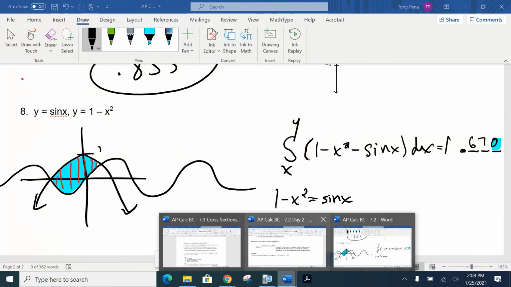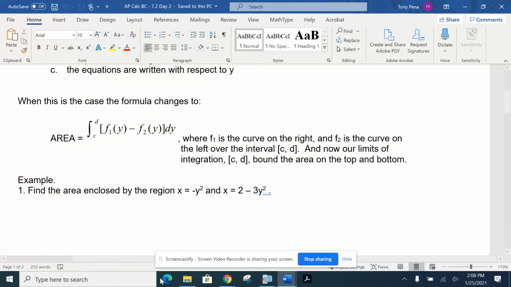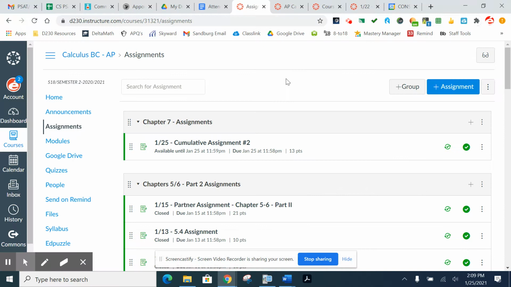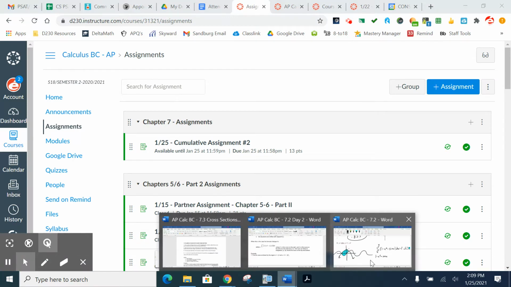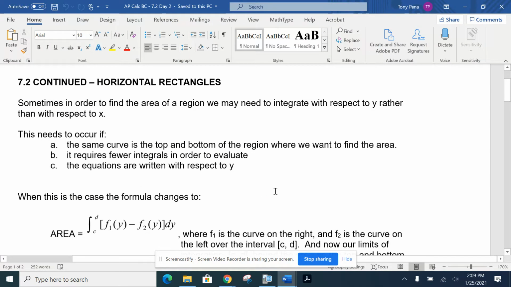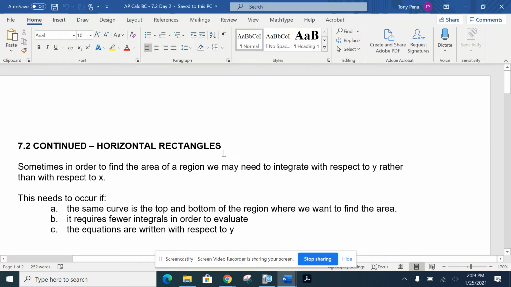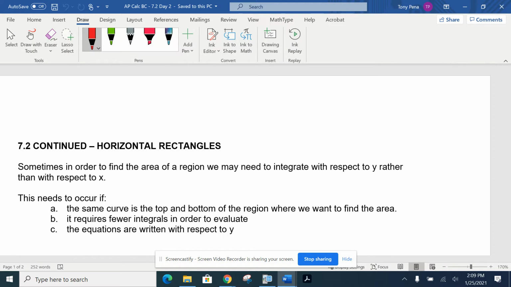All right, so now go to the next set of notes. So make sure I'm still recording here. Yes. All right. And what you're going to see at the top is where it says 7.2 continued. It says horizontal rectangle. So as you find that, let me show you what this is alluding to.